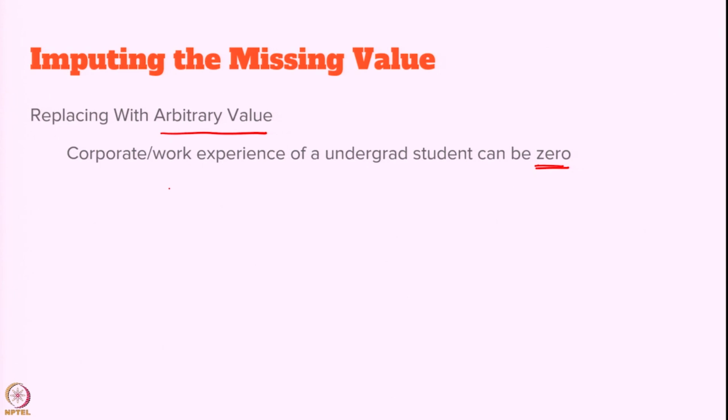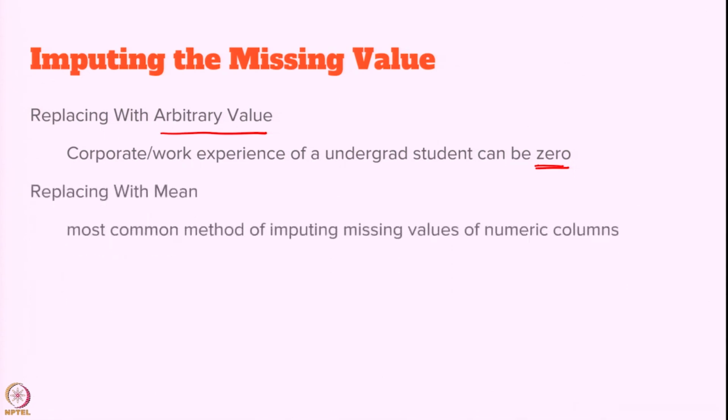Similarly, for example, the number of married students in a high school, we can arbitrarily set to 0 because that is the general case. It is very rare that we get some numbers in that. So, in such cases, we can fill with arbitrary values.